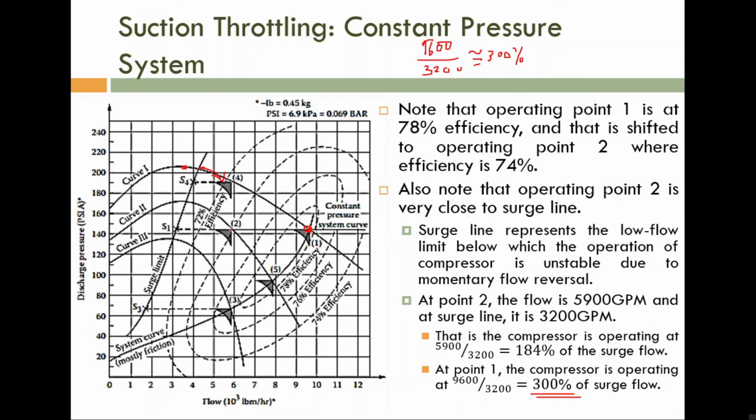Now, what is happening if the flow rate is reduced? If the flow rate is reduced, then operating point is shifted to this point by reducing the suction pressure. So you can see that corresponding to operating point 2, the flow rate is 5,900. And that operating point is lying on curve 2.